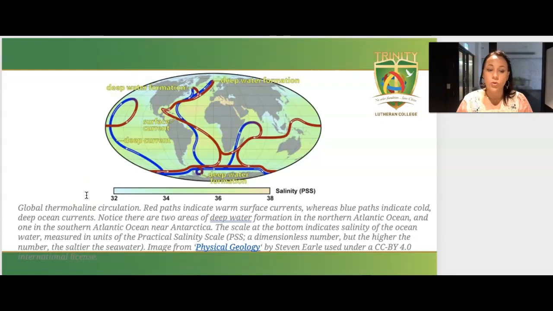So we end up with this global thermohaline conveyor belt, otherwise known as circulation pattern. The red paths are the warm water in the surface running up and along, running the wrong direction there. And the blue is where it sinks down and runs along the bottom of the ocean. As it comes towards the equator, it warms up again and rises. As it hits the poles, you get these deep water formations where the water is cooling and dropping.